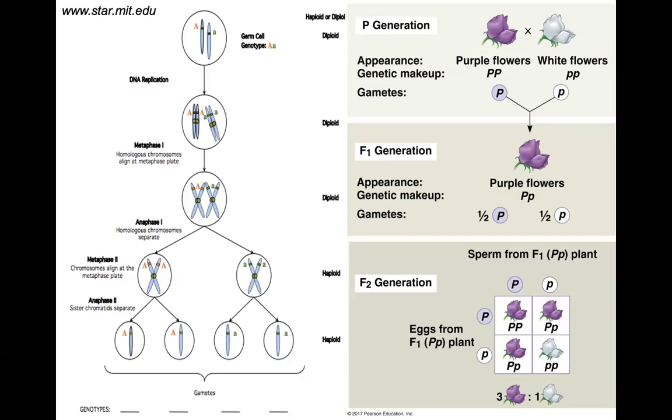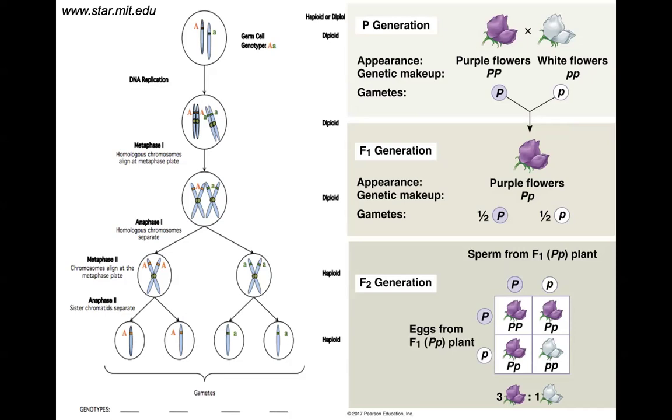We see that we get all purple flowers because the purple allele is dominant. However, if we take a look at the genetic makeup of the F1 generation, they have both a dominant and a recessive allele. So if we look at the gametes that individual can make, half of the gametes are going to have a big P, while the other half are going to have a small p. Finally, when we determine the F2 generation, remember we are taking F1 generation individuals and either self-pollinating or crossing them with each other.